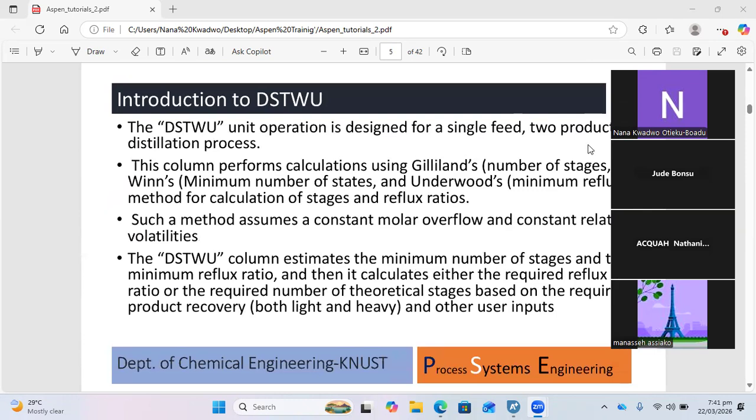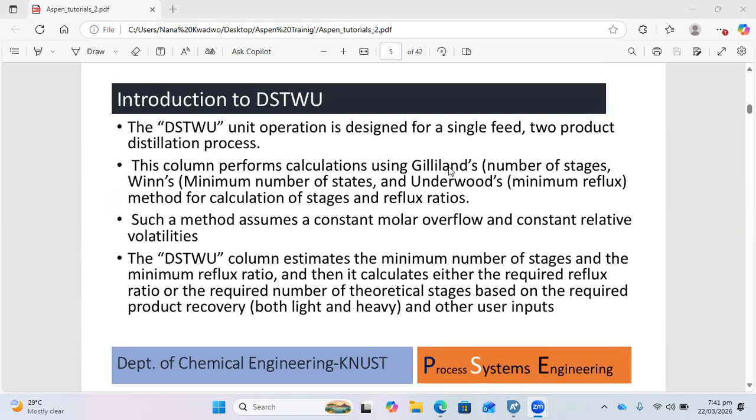Okay. Now for the DSTWU, we work with a single feed, and then we have two products. So we have our tops and then our bottom products, right? And it's using the Gilliland, the Fenske, and then the Underwood method for the shortcut calculations that we spoke about to help us determine the number of stages, the minimum reflux ratio, all these things. We are familiar with these things, right?